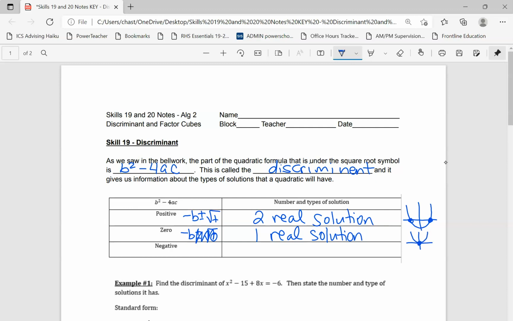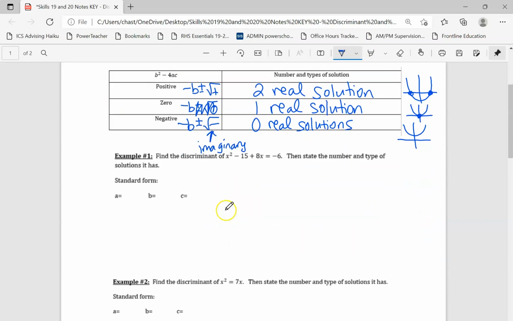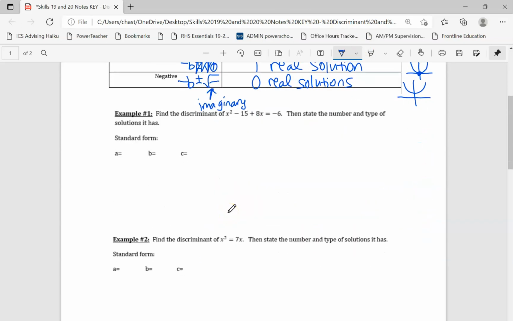And if we have a square root of a negative number, we learned that square roots of negative numbers are imaginary. So there will be 0 real solutions. And what that means is when you graph it, it will not touch the x-axis at all. So that's what the discriminant tells us. So we're going to do a couple practice problems with that.